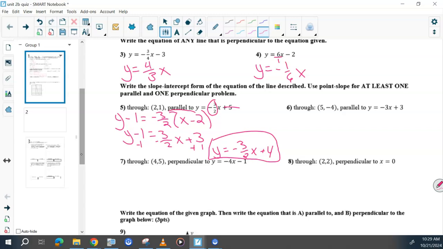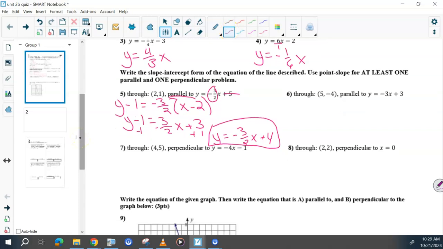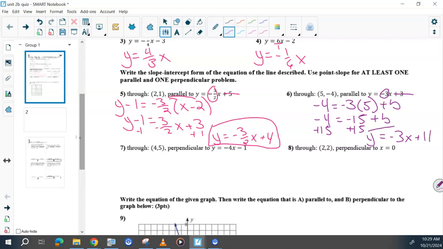Okay. In number 6, if we're using our slope intercept, still parallel, so we're going to use that same slope, negative 3. Don't need the y-intercept. And in slope intercept form, that would be negative 4 equals negative 3 times 5 plus b. Multiply negative 3 and 5. And then add 15. So that y equals negative 3x plus 11 was that final equation. Some of us got 11, but like a negative, or maybe we got a positive 15. Just make sure if you were using point slope that you changed it to a plus and then distributed. Eric?